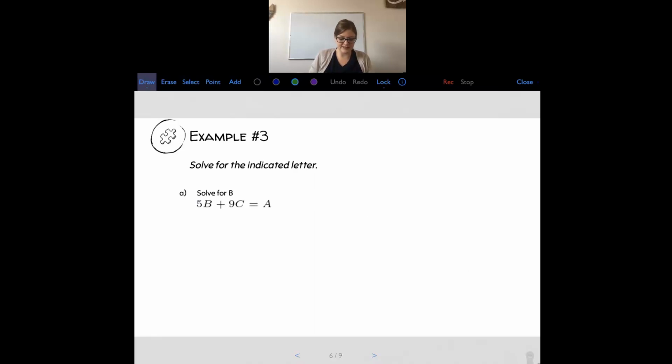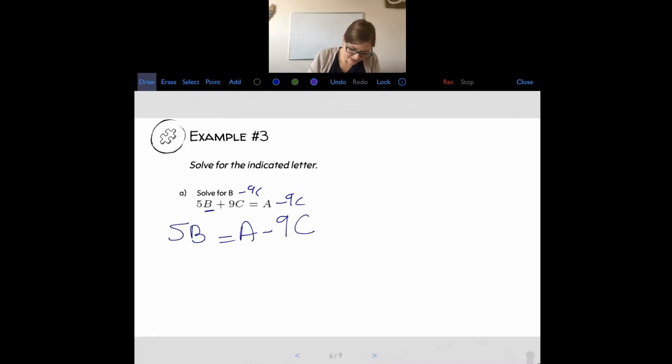Example 3, solve for the indicated letter. So we're solving for capital B. Okay, so again, what's in our way? Well, the 5 is and the 9C is. So we start by moving the terms that are being added or subtracted first. So minus 9C, minus 9C. This is 5B plus, positive 9C and negative 9C cancel, so there's no plus. We have equal sign A minus 9C, and that should be a capital C, just like what I mentioned.